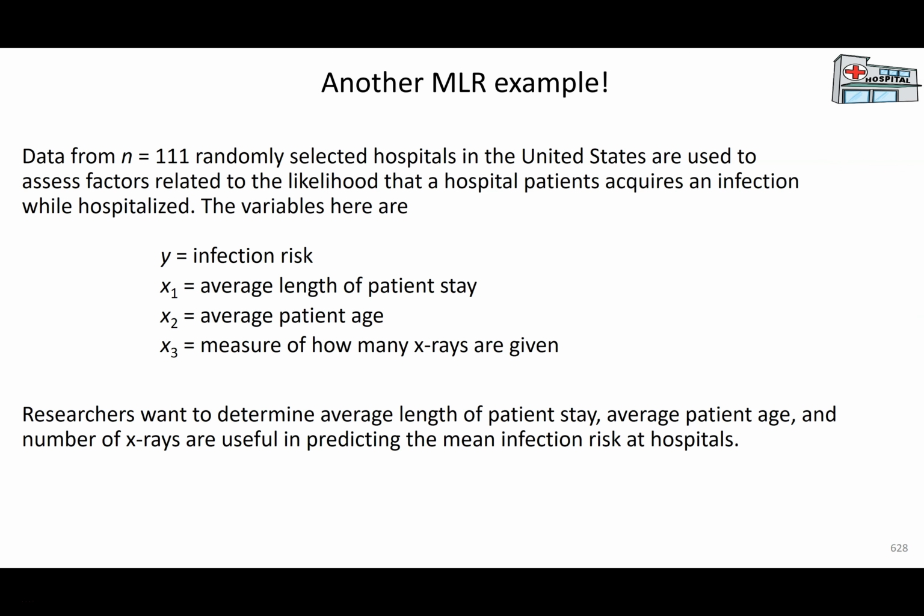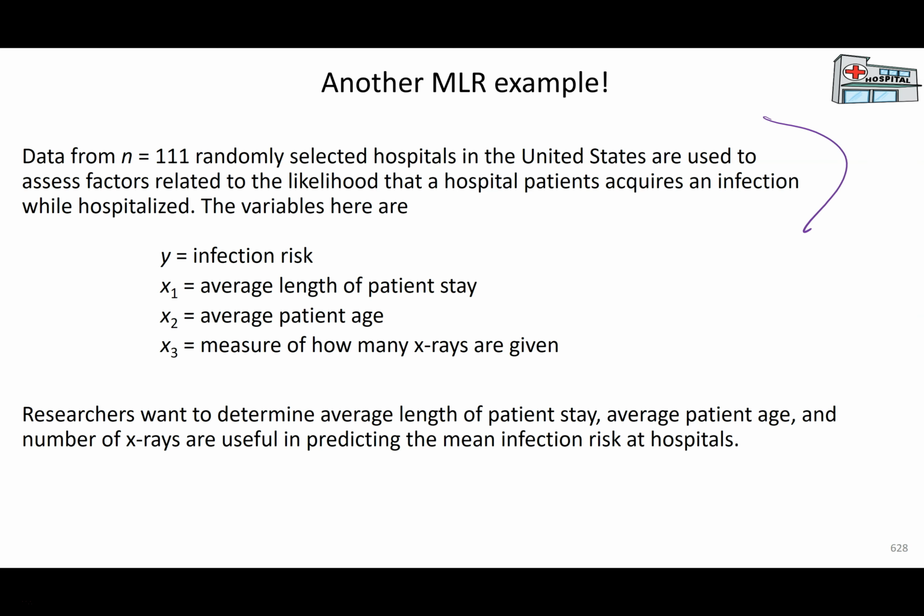So here, this scenario, we took this from fall. I'm not sure if it's great now, but we have 111 randomly selected hospitals in the US, which, I mean, could be really spread out. They're used to assess factors related to the likelihood that a hospital's patients acquire an infection.